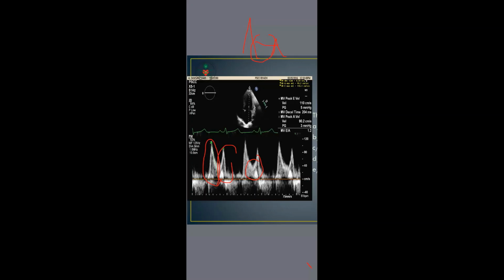So how can you sort these two out, normal or abnormal? By the other parameters: you look at the E prime, E over E prime, the left atrial size, LVH, and all of that. Because we learned in the last session that diastolic function analysis encompasses so many measures. It's not a standalone measure.